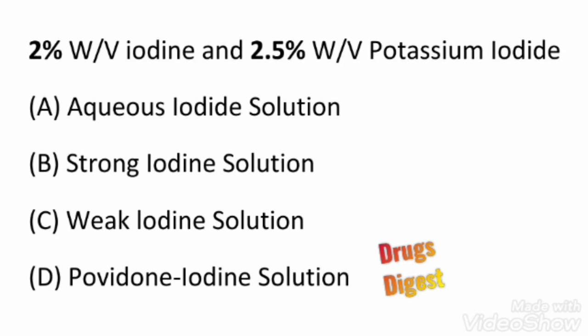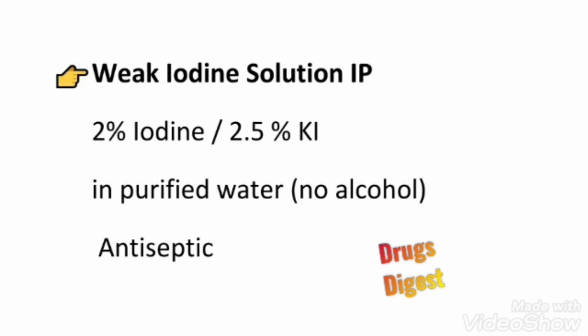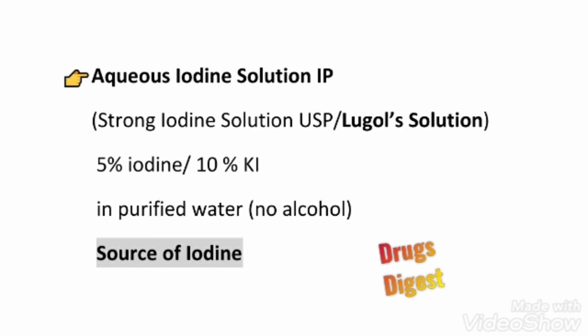Next question. 2% weight by volume of iodine and 2.5% weight by volume of potassium iodide gives, options are: aqueous iodine solution, strong iodine solution, weak iodine solution and povidone iodine solution. Weak iodine solution contains 2% iodine and 2.5% potassium iodide. This solution is made in purified water without alcohol. It is used as an antiseptic. Aqueous iodine solution is also known as Lugol's iodine solution.